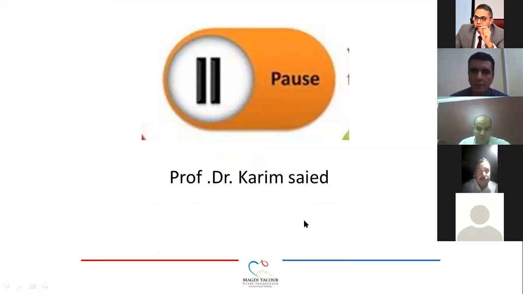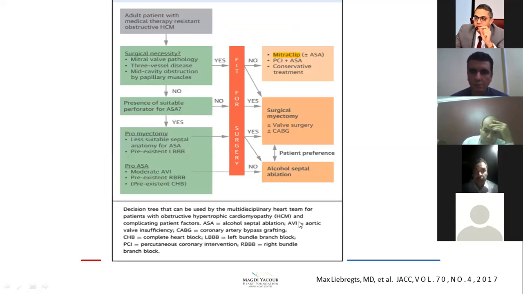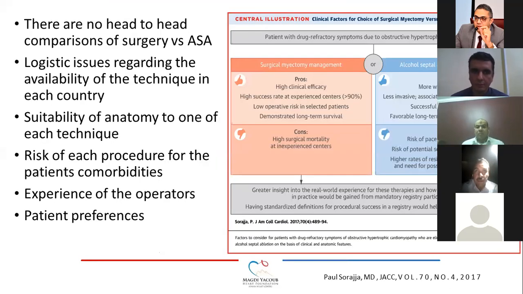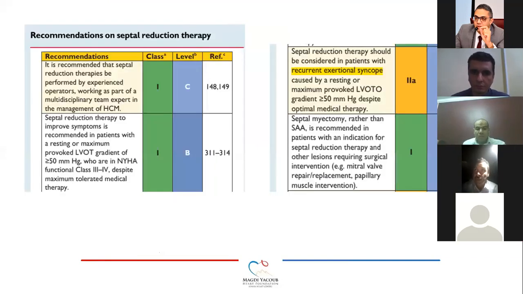You make it sound as if it is controversial to choose between alcohol septal ablation and myectomy. I want to give this rule: myectomy should be the standard, classic, preferred and recommended method for septal reduction, for several reasons. We have had evidence for more than decades that successful myectomy normalizes survival among patients with hypertrophic obstructive cardiomyopathy. They have a survival similar to the normal population.